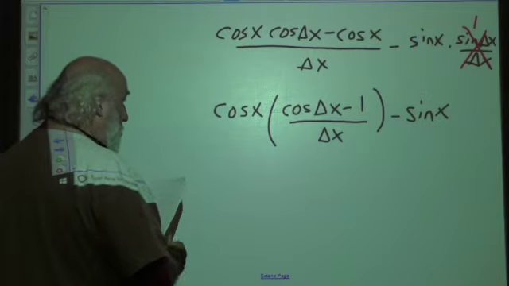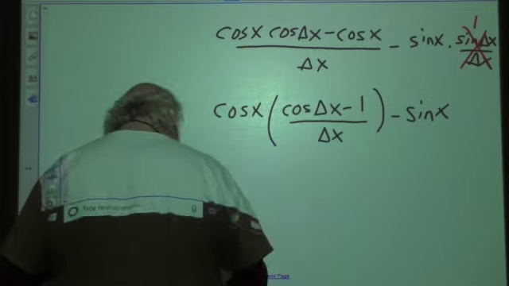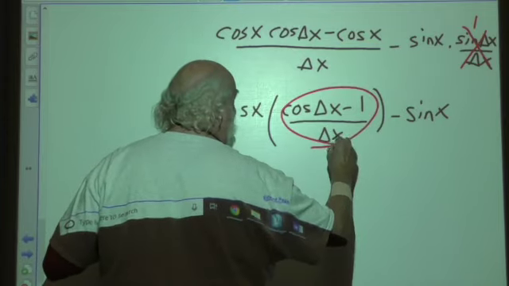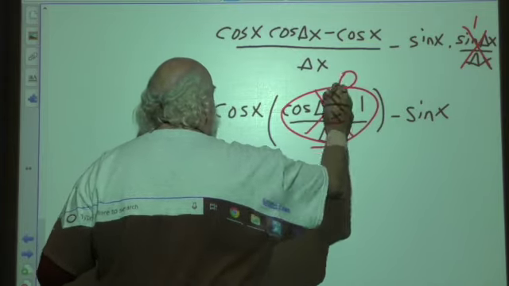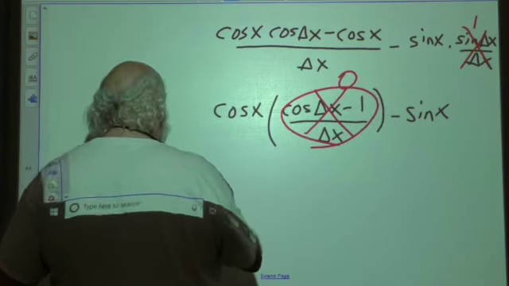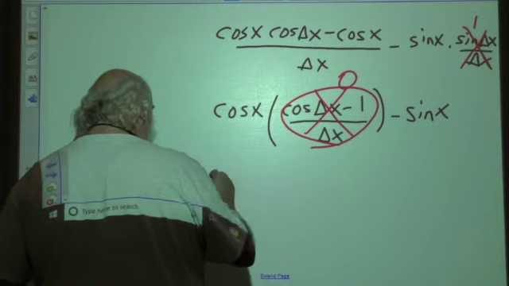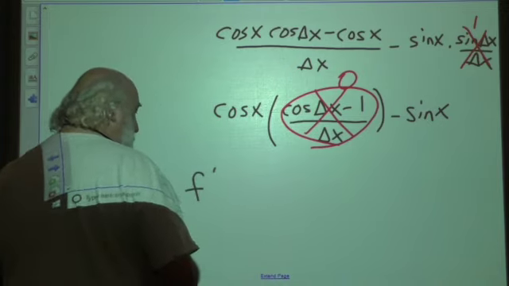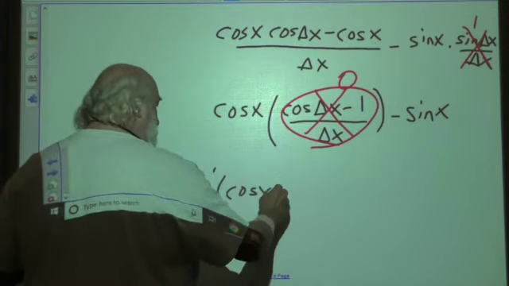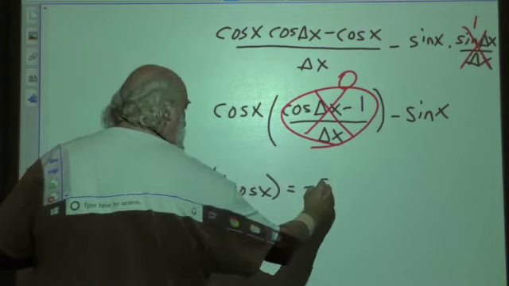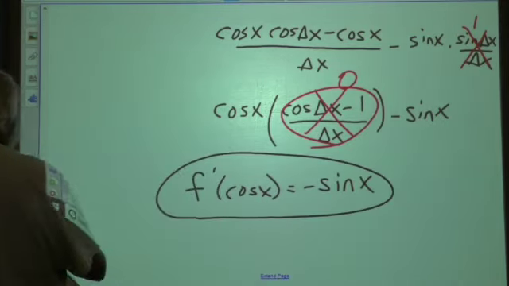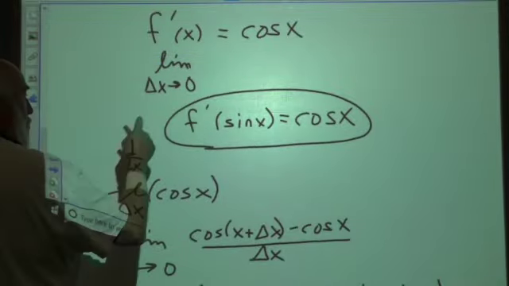The next thing I'm going to do is recognize the fact that this equals 0 right here. So that equals 0, which means this whole term drops out, and what I'm left with is that the derivative of the cosine of x is equal to the negative sine of x. So this should be in your toolbox, and this should be in your toolbox.